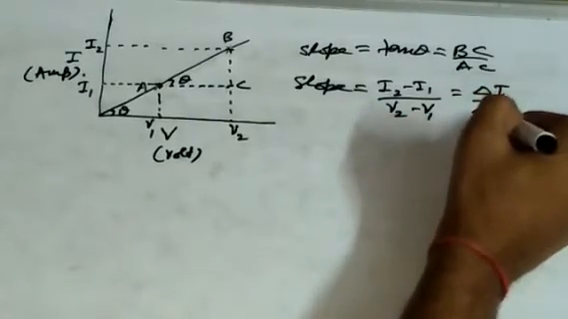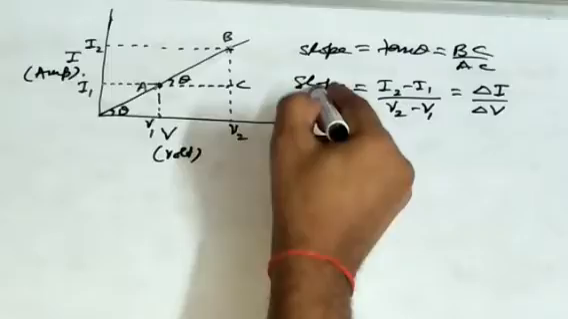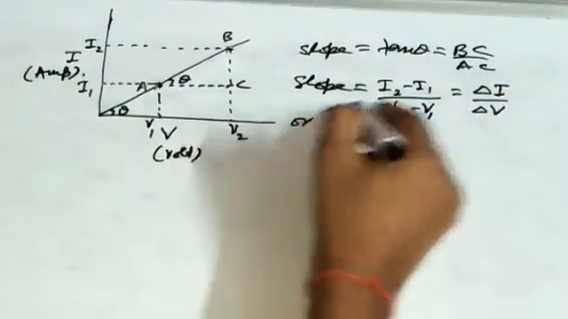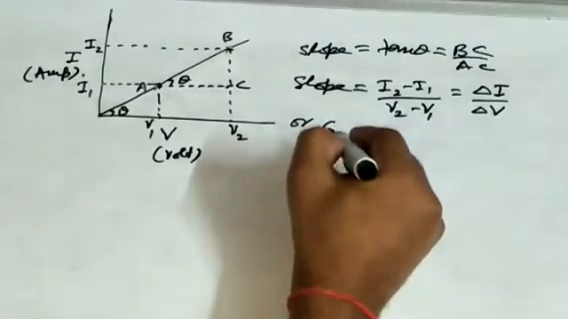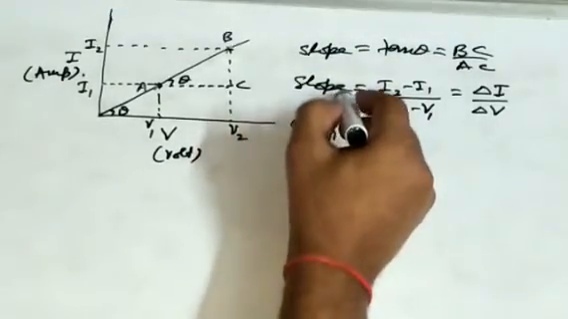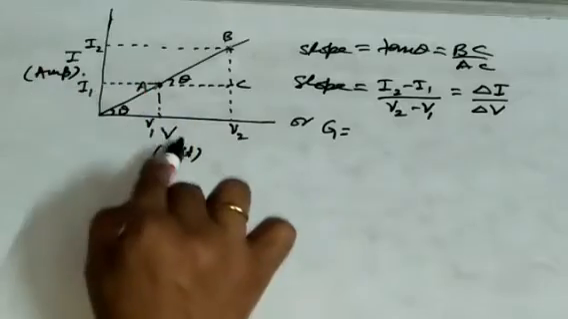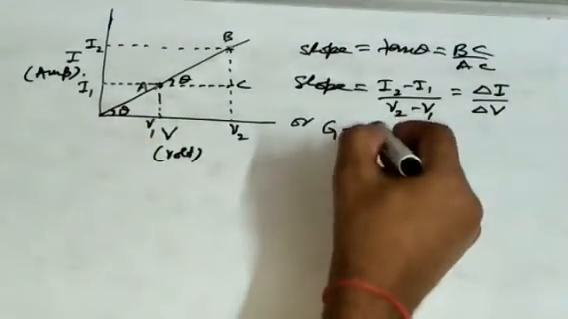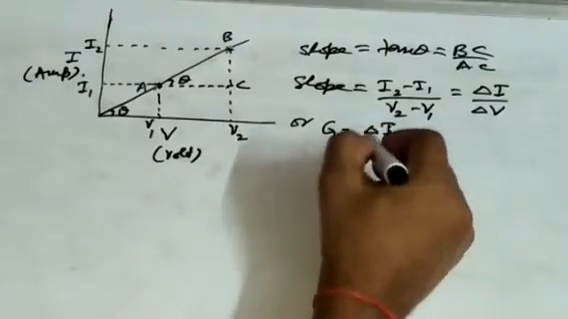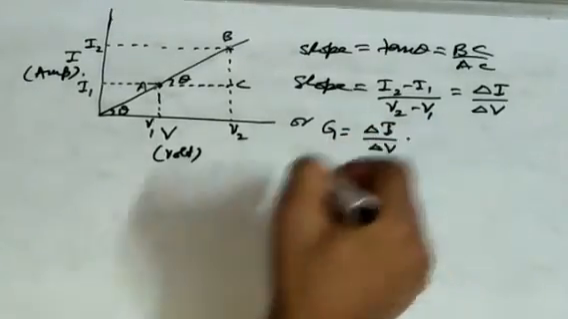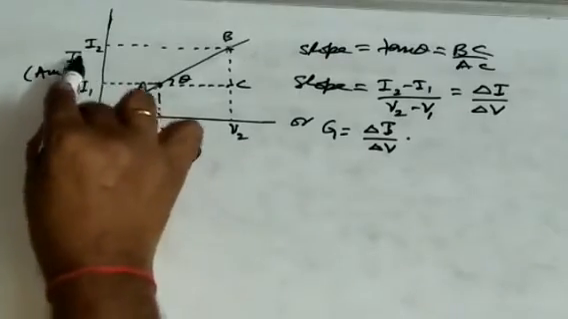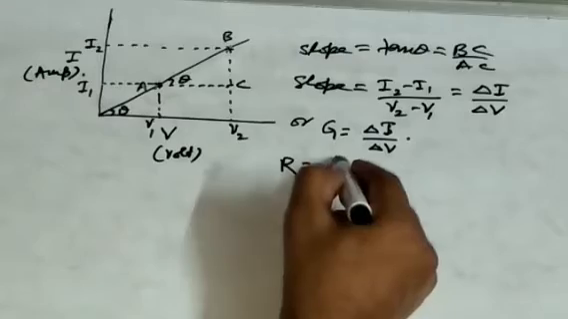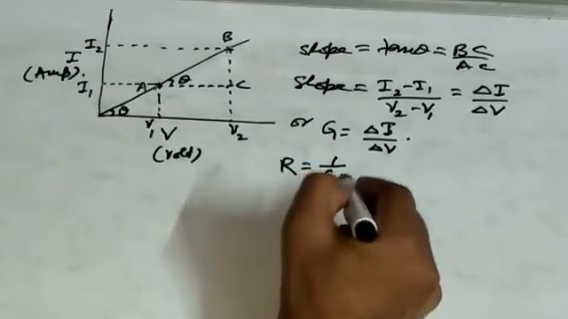And this delta I upon delta V, this is the slope of the I versus V graph, which is equal to the conductance of that metal. It means the slope of the I versus V graph will give us the conductance, which is represented by G, and we can say delta I upon delta V. And if you want to find out the resistance from the I versus V graph, then simply R is equal to 1 upon G.